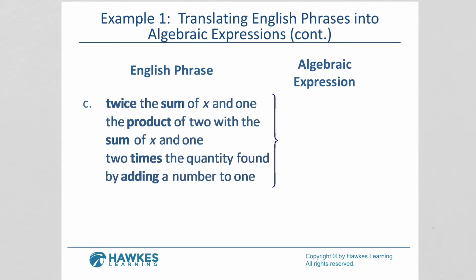Example 1c, English phrase. Twice the sum of x and 1, the product of 2 with the sum of x and 1, 2 times the quantity found by adding a number to 1. All of these become 2 times the quantity x plus 1. Notice here the parentheses are important.